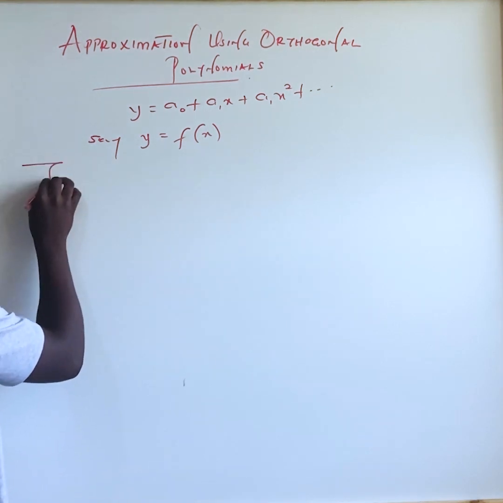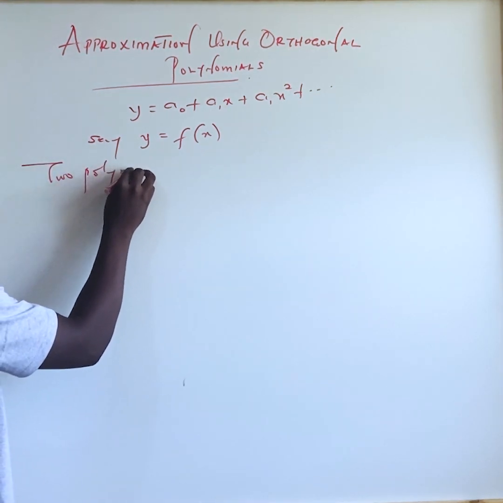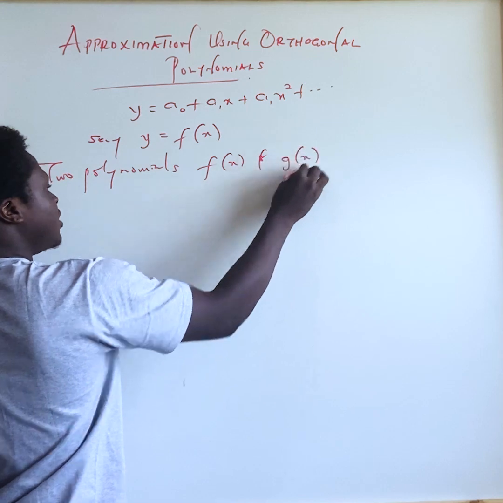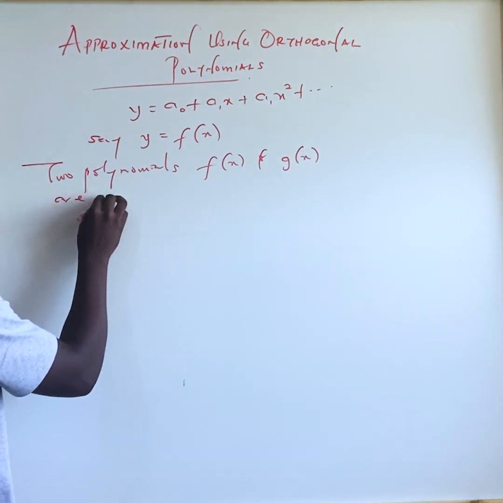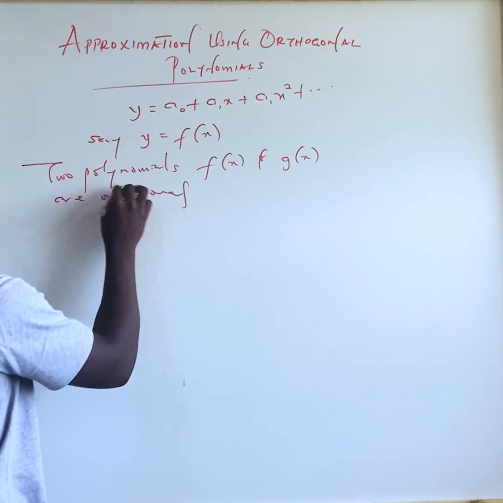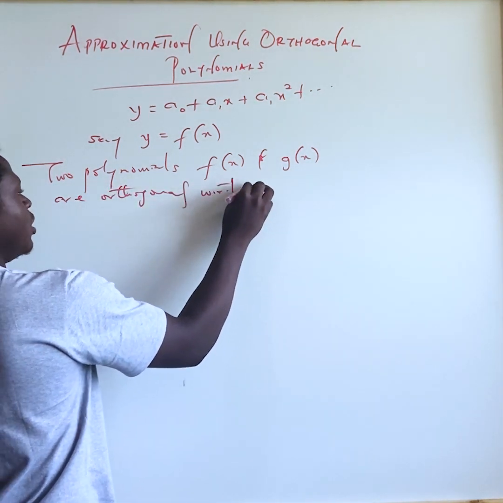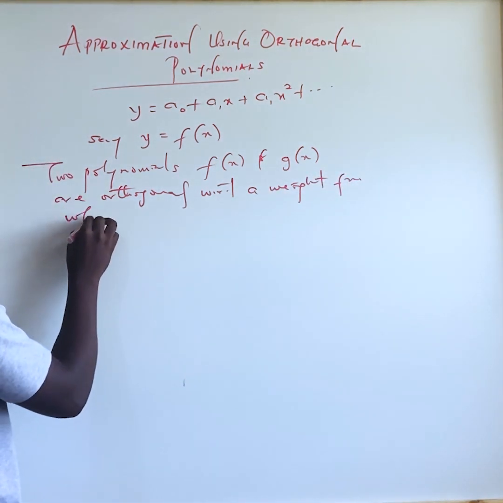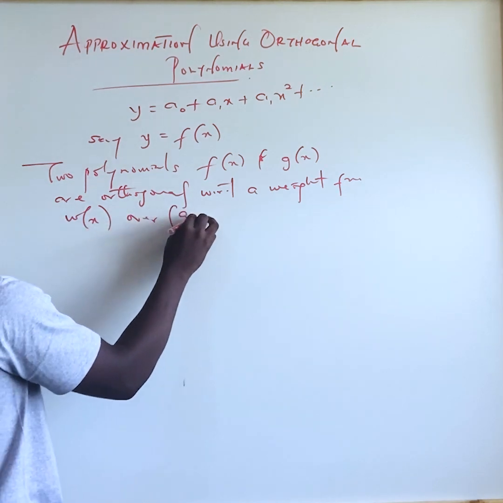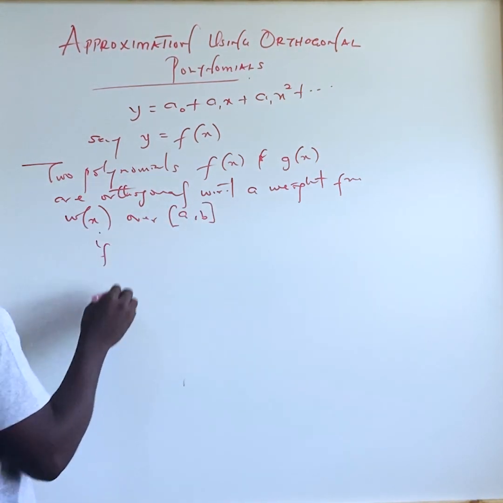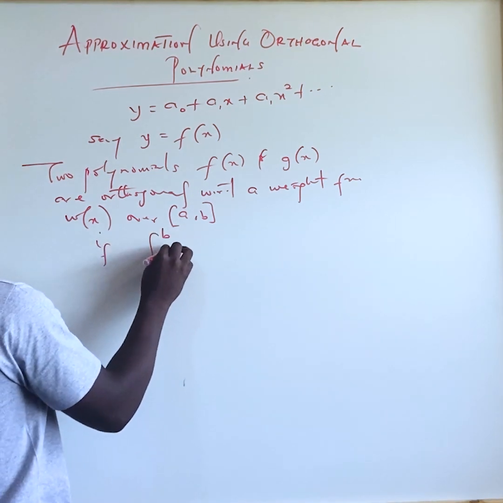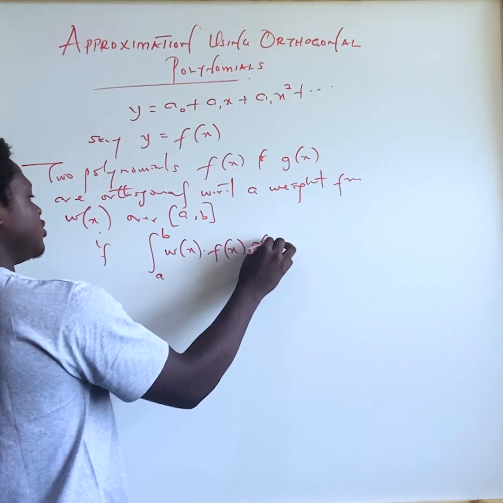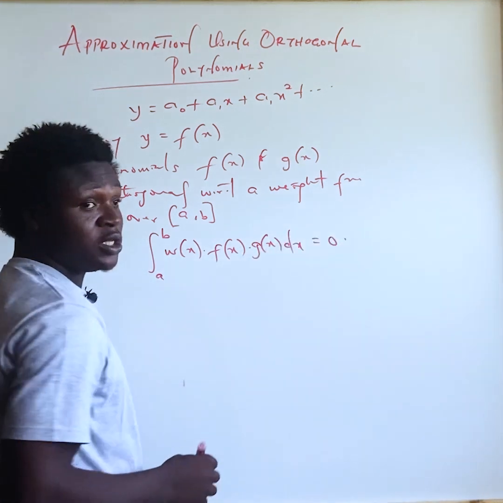Two polynomials f of x and g of x are said to be orthogonal with respect to a weight function w of x over an interval a comma b if the integral from a to b of the weight function multiplied by the first function f multiplied by the second function g dx is equal to 0.